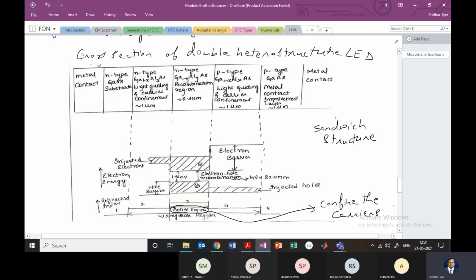The more carriers that we are able to confine, the better the output from the LED is going to be. You can see that there are injected electrons at this side, and because of which, at these layers, the carriers are going to recombine. So we have the electron hole recombination, and once they recombine, the photons are going to be generated. As an example, we have written that the photons are emitted at about 820 nanometers.